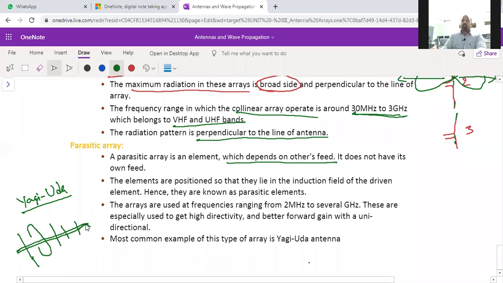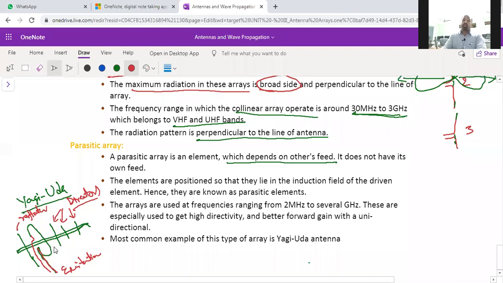So this is called the Yagi-Uda antenna. This is the excitation; the antenna is excited like this. And this is called a reflector, and these are called directors. So this is the Yagi-Uda antenna.